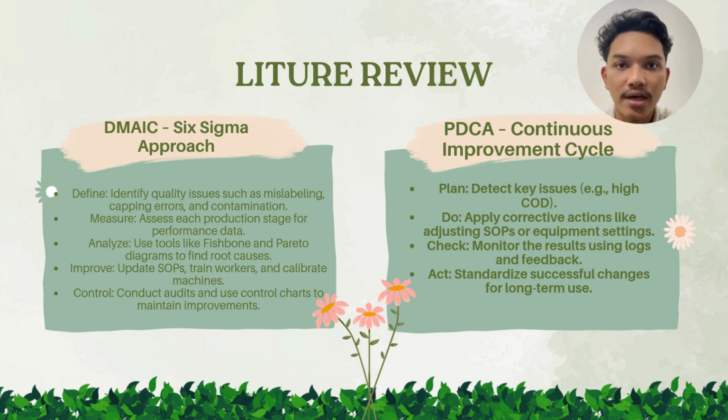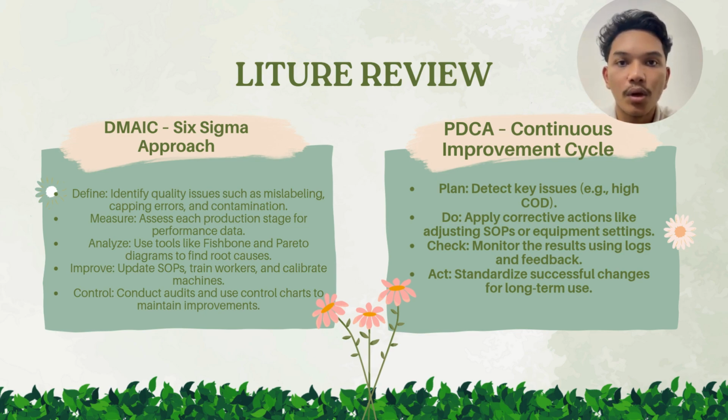Second, measure. We assess production data and performance to see how serious the issue is. Third, analyze. Using tools like the fishbone and Pareto diagrams, we find the root causes of the problem. Fourth, improve. We update SOPs, provide staff training, and calibrate the machines. Fifth, control. Finally, we conduct regular audits to maintain the improvement and make sure the problems don't return.